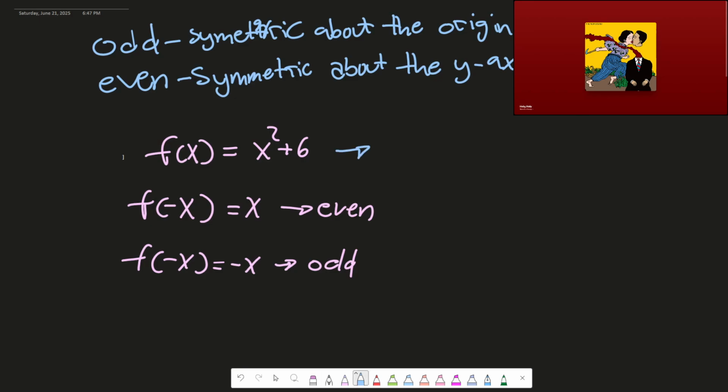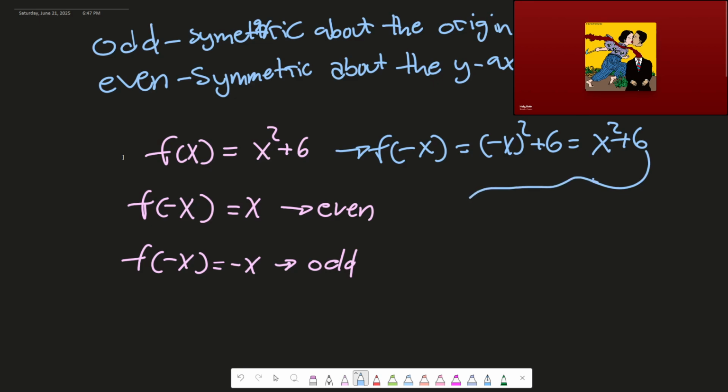So let's plug in negative x. f of negative x equals negative x, squared, plus 6. We can't plug a negative x into 6 because there never was an x to begin with. And then for our output, we get f of negative x equals x squared plus 6. By definition, this is even.